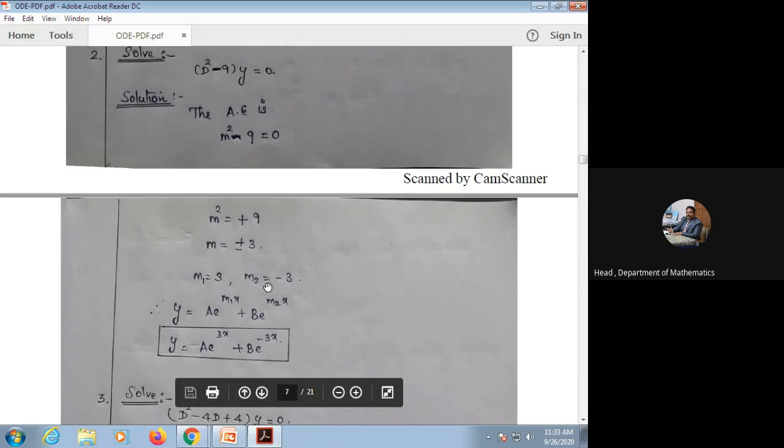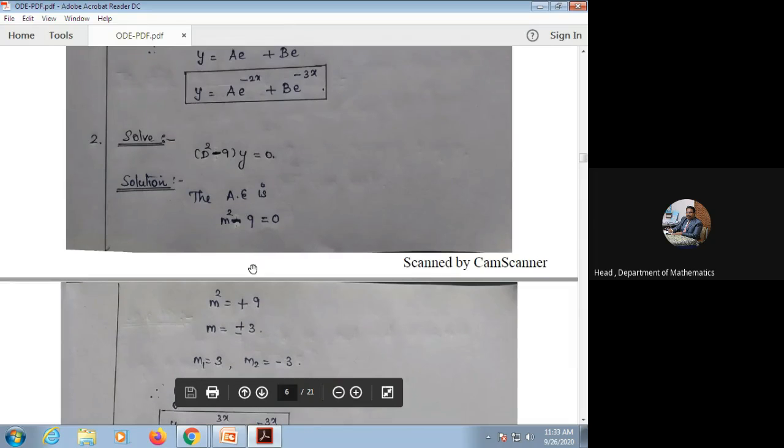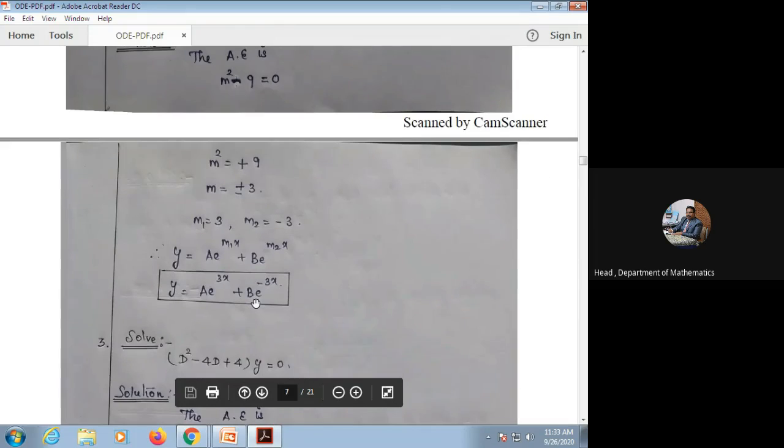Here also the two roots are m equal to 3 and m equal to minus 3. Here also the two roots are real and different. So take this as m1 and this one as m2. Therefore, the solution formula is y equal to a e power m1x plus b e power m2x. Substitute the values of m1 and m2 here. Therefore, the result is y equal to a e power 3x plus b e power minus 3x. This is the complementary solution for this equation.